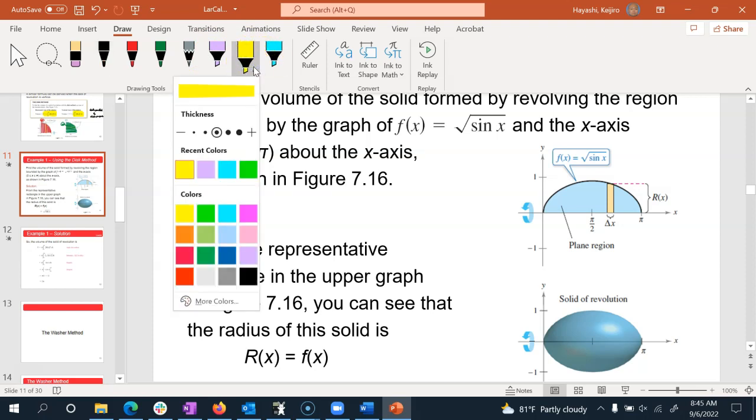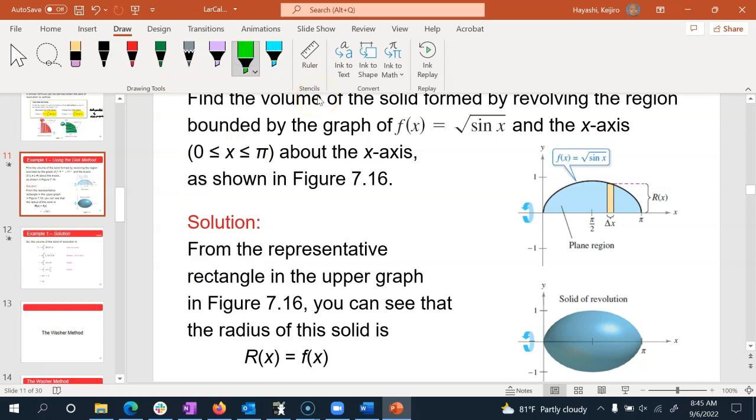Now, a couple of things to note. The bounds of integration are from 0 to pi. Also, we're using the disk method. So our slices should go perpendicular to the axis of rotation, the axis of rotation being this horizontal x-axis right here. So our slices should be vertical, and you can see that with the representative rectangle there.